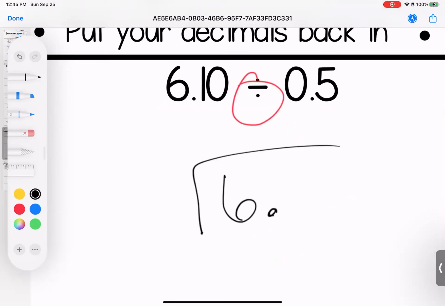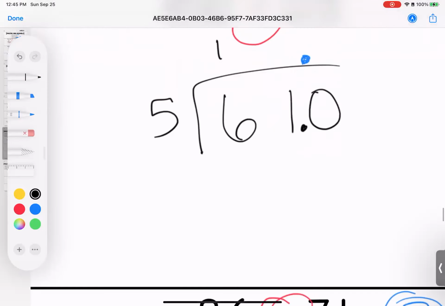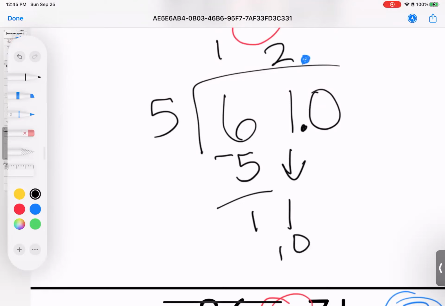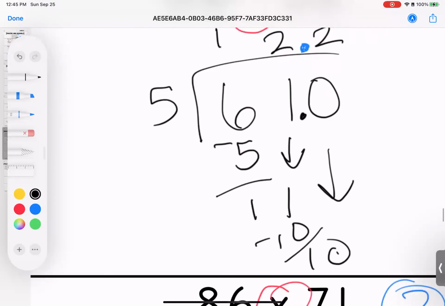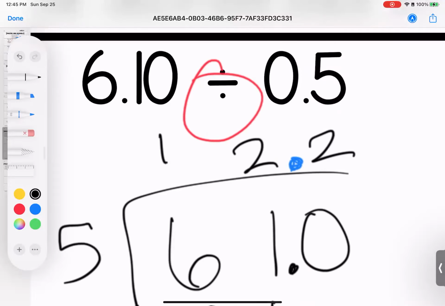Drawing our house, 6 and 10 hundredths, outside 5 tenths. We have to move it 1 to get to the back here, so we move it 1, put it up in our answer. Erase if you'd like, you don't have to. 5 goes into 6 one time. 6 take away 5 is 1, bring down the 1. 5 goes into 11 twice for 10. Again, 5 goes into 10 2 times. Answer is 12 and 2 tenths.